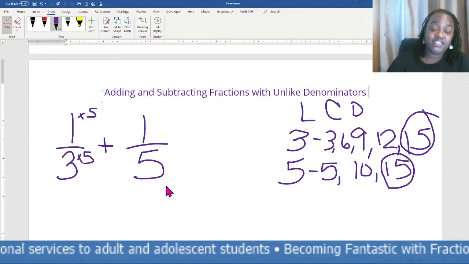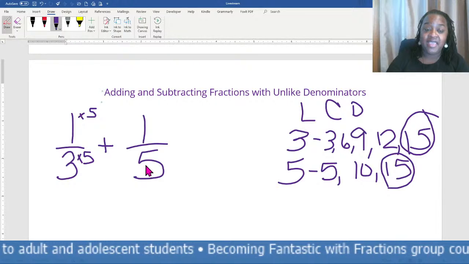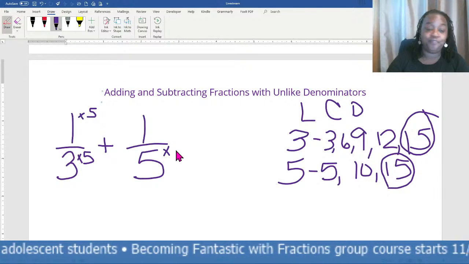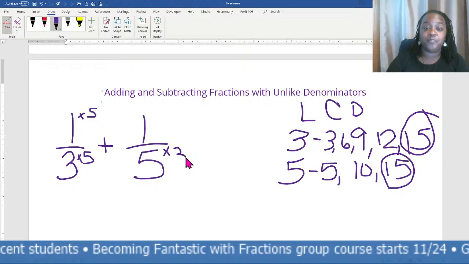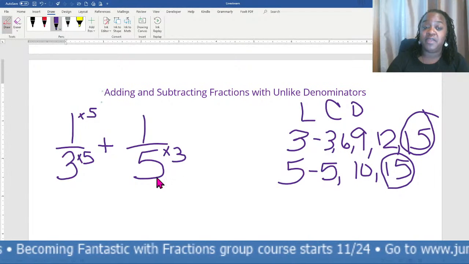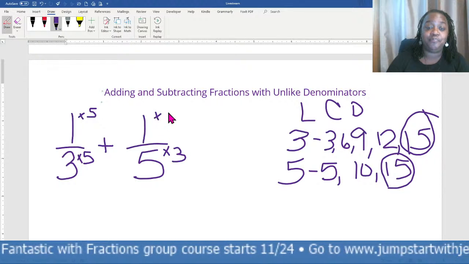Now we go to the next fraction. We have 1/5. What number, when you multiply it times 5, gives you 15? The answer is 3. And whatever you do to the denominator, you do to the numerator. So since we have 5 times 3, we're going to have 1 times 3.